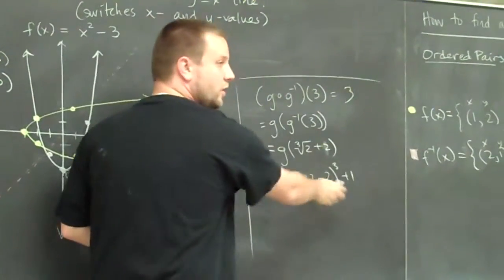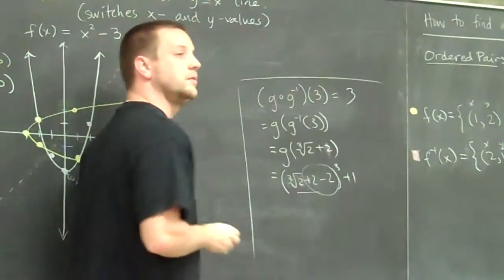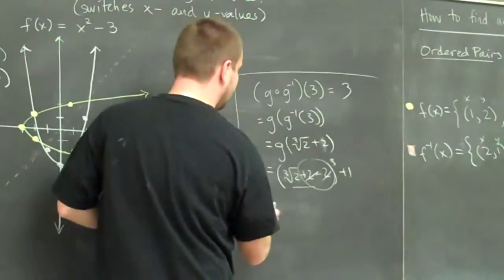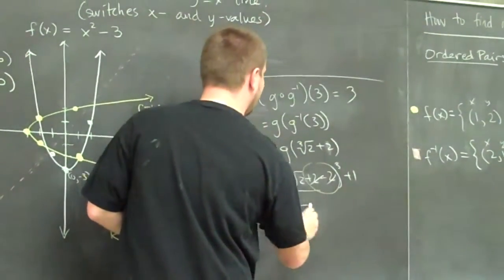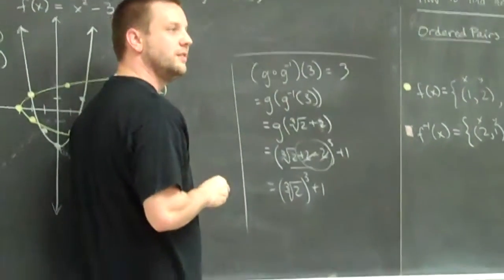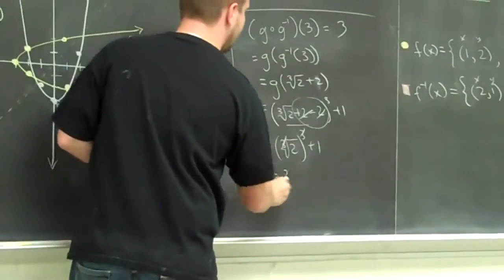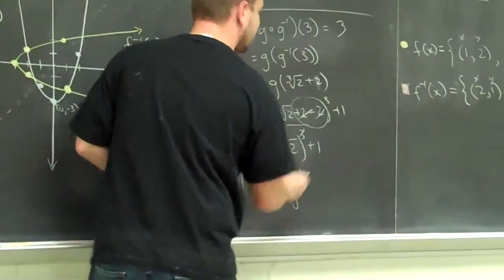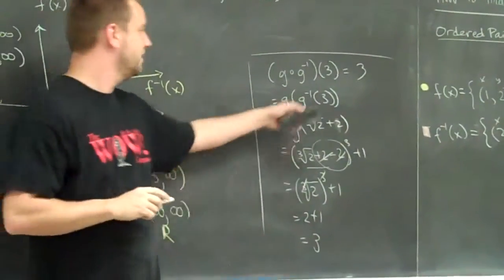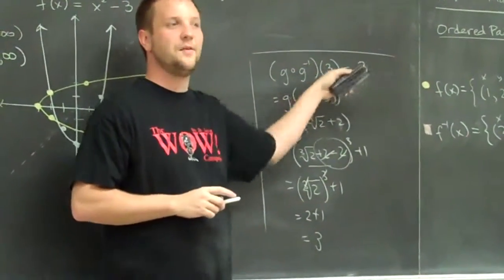Well, inside the function, what's happening right there? The adding 2 and the subtracting 2 are going to cancel. So this is the cube root of 2 cubed. Well, what happens when I cube a cube root? And 2 plus 1 is 3. All that was unnecessary, because by definition, that was what was going to happen.